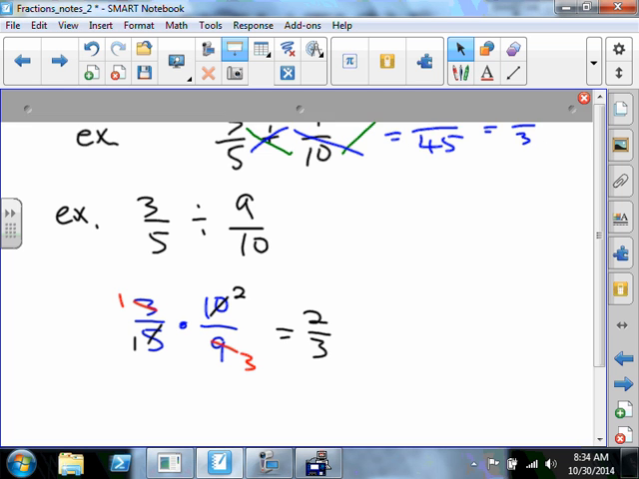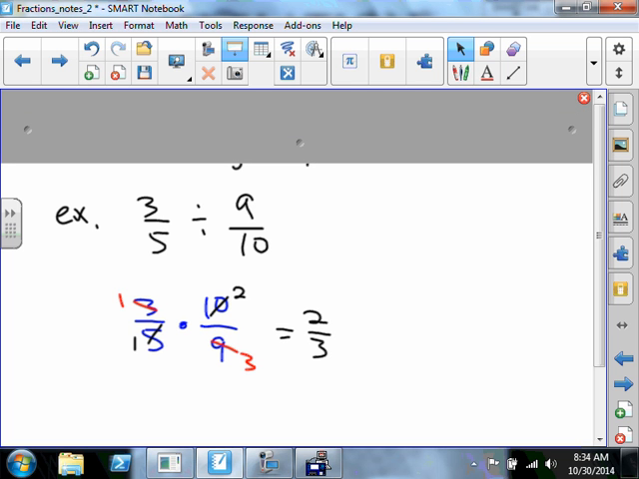Whoever showed you that zigzag thing, it actually works. But you got to be careful, and you don't want to do it wrong, and that's why I'm not a big fan of it. This way, you're going to cross cancel first. You're going to get right to the reduced answer first. Let's try a couple more.